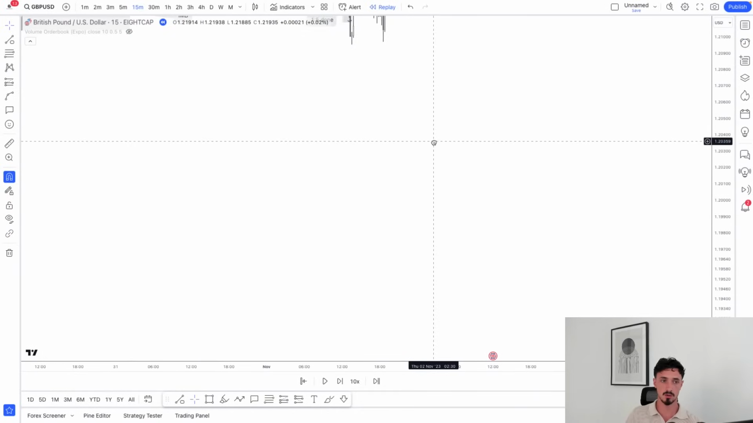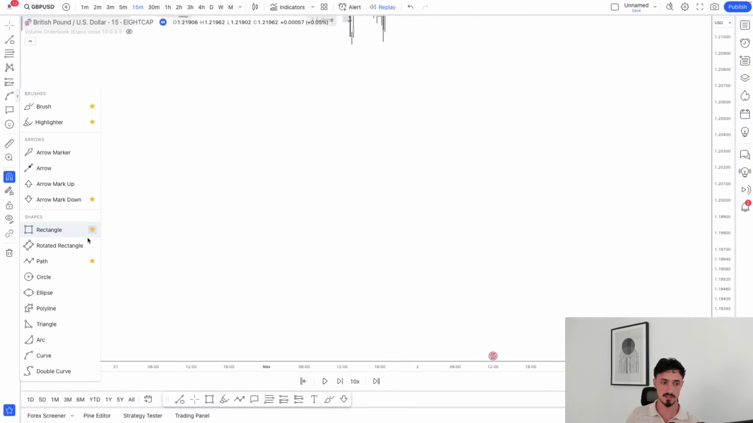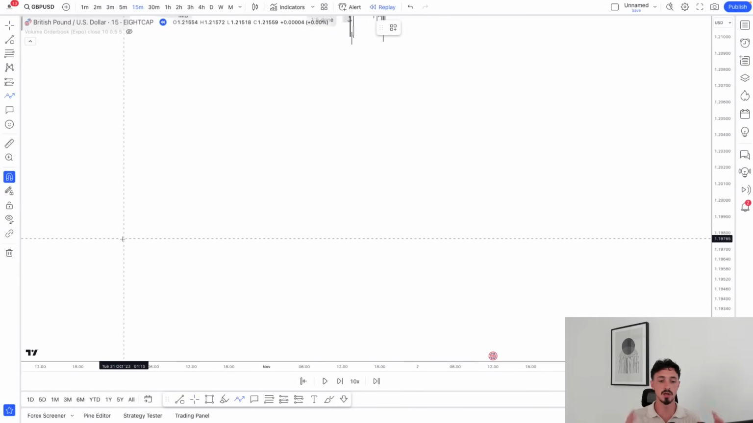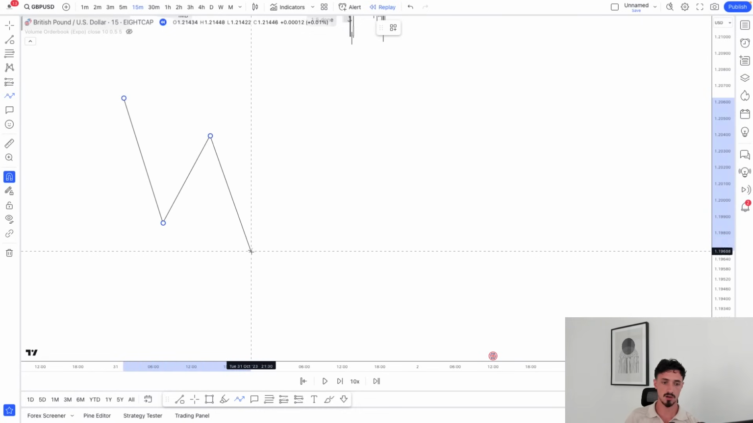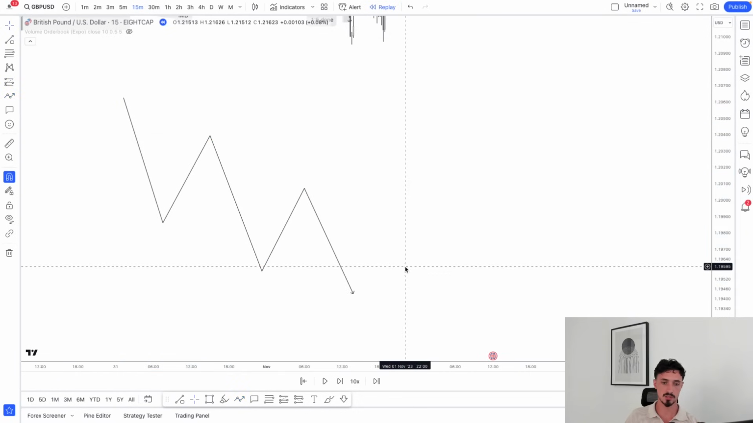So I want to start with the theory, as always, kind of just giving you guys the actual understandings of how market structure operates and how we at Prosperity Academy operate market structure. We have a very specific way in which we do so. So I want to start with, of course, our swing, right?